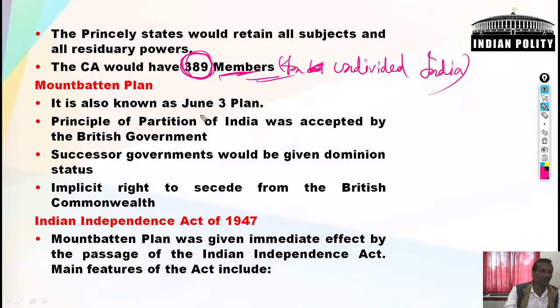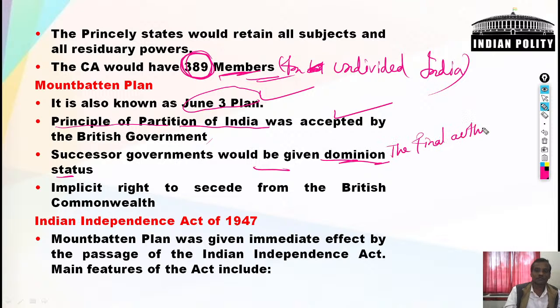Now the Mountbatten Plan, all of you are acquainted with it, is known as the June 3 plan. The principle of partition was accepted by the British government under this plan. India would be given dominion status, meaning not full-fledged status, and the final authority was given to the Governor General. There would be a government, but the Governor General was given the power. The first Governor General was Lord Mountbatten.